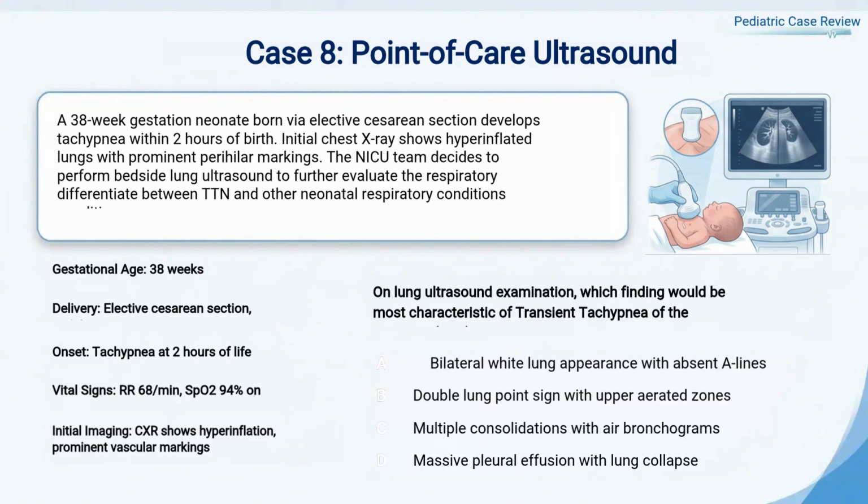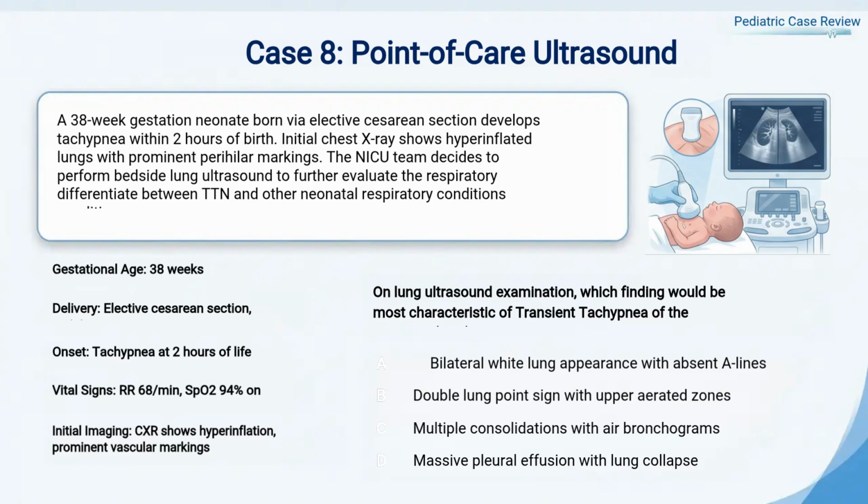Case 8. A 38-week gestation neonate born via elective cesarean section develops tachypnea within 2 hours of birth. Initial chest X-ray shows hyperinflated lungs with prominent parahilar markings. The neonatal intensive care unit team decides to perform bedside lung ultrasound to further evaluate the respiratory distress and differentiate between transient tachypnea of the newborn and other neonatal respiratory conditions.